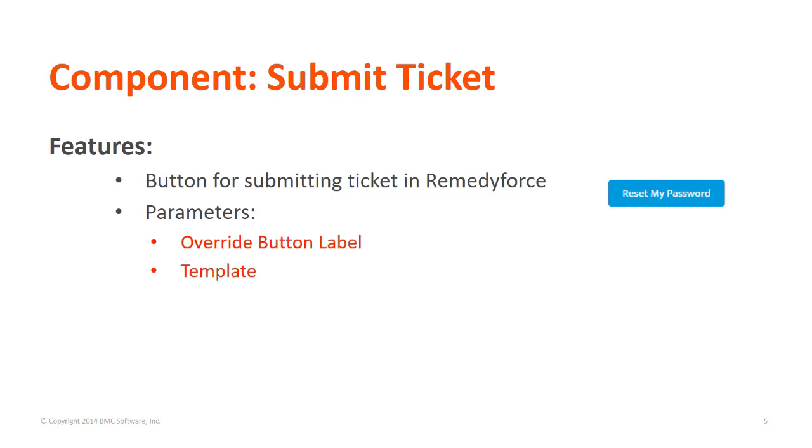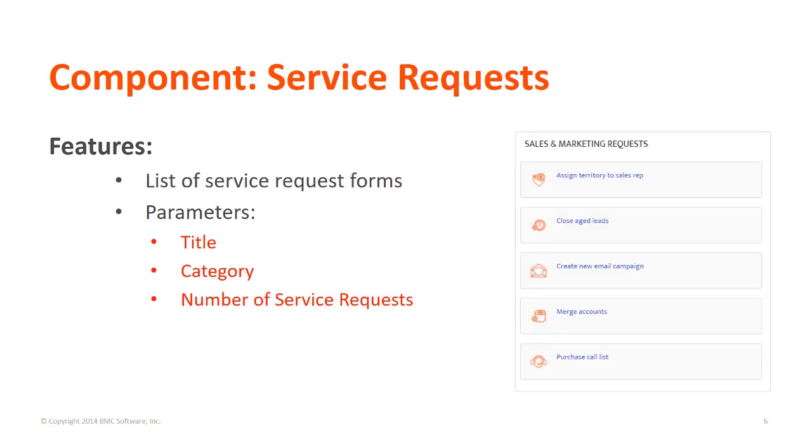The component has two parameters: override button label and template. Override button label allows a custom button label to be displayed. If left blank, the default label Submit a Ticket is displayed. Template allows a specific ticket template to be used for creating the record. Both parameters are optional. The component Service Request displays a list of service request forms.